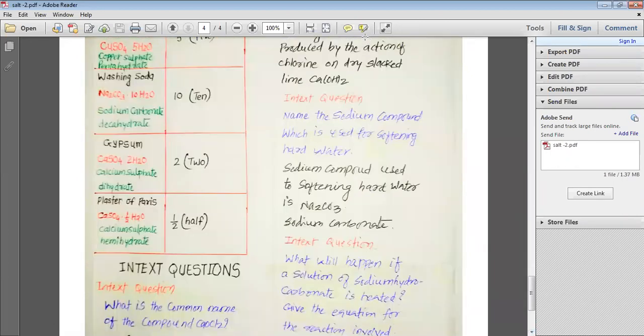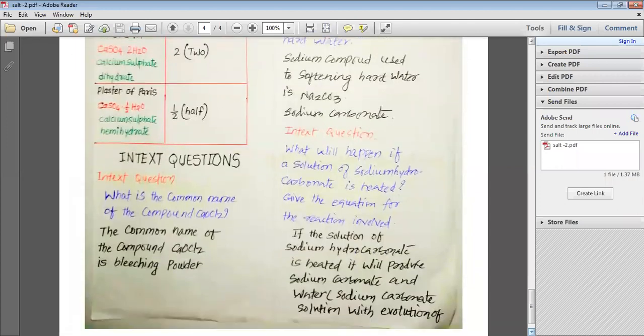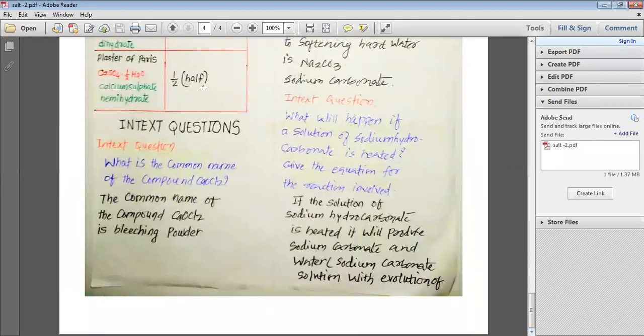Then we have the next one, which is known as the plaster of Paris. Plaster of Paris has the chemical formula CaSO4 into half H2O, which is also commonly known as calcium sulfate hemihydrate. This has half a molecule of water as water of crystallization per one formula of calcium sulfate. So this is how, my dear students, we can understand about the water of crystallization.